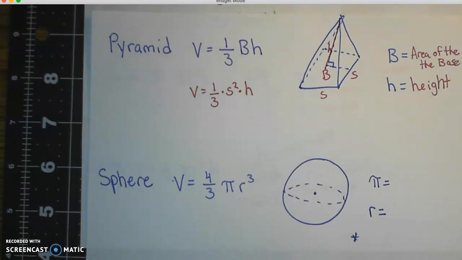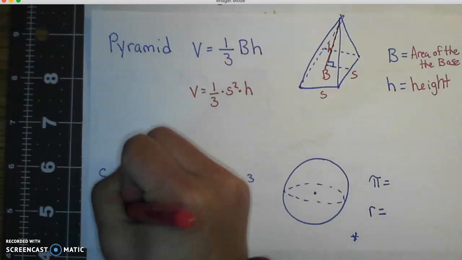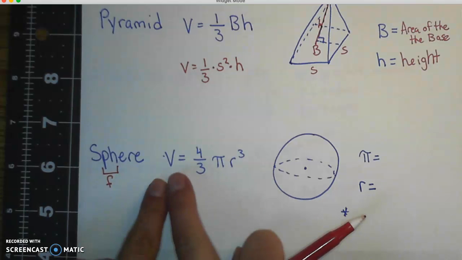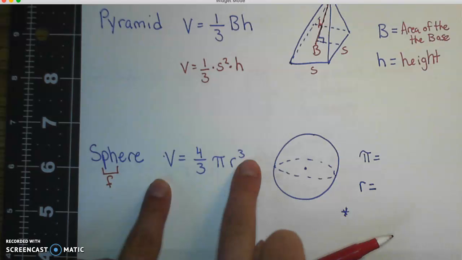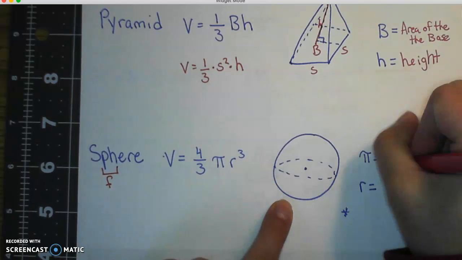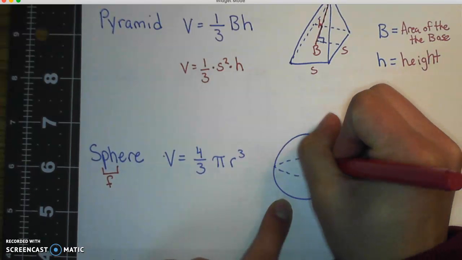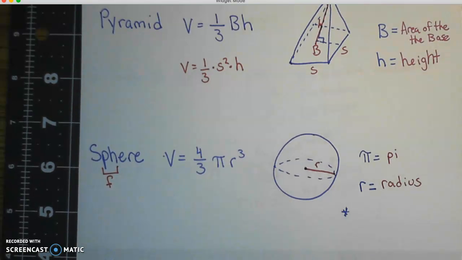The last shape I'm going to go through is a sphere. Can you say that? Sphere. The PH is like an F in English. The volume of a sphere equals 4 divided by 3 pi r cubed. A sphere is a ball. Pi is pi, and r is just right here, the radius. That's all we need to know.